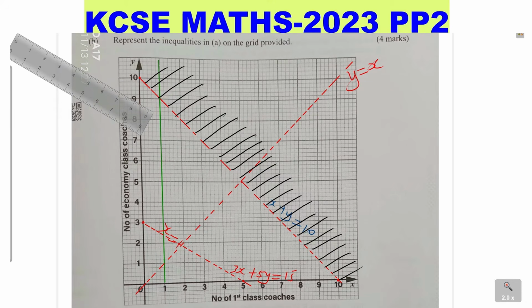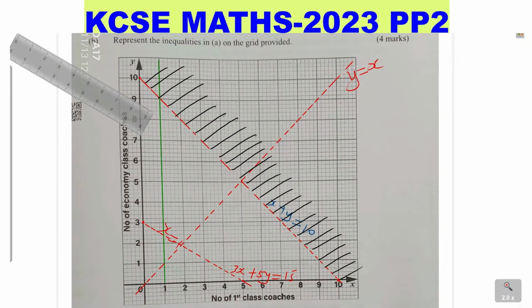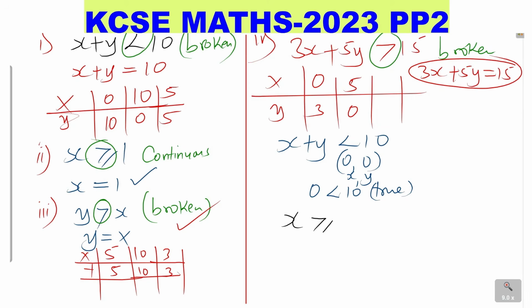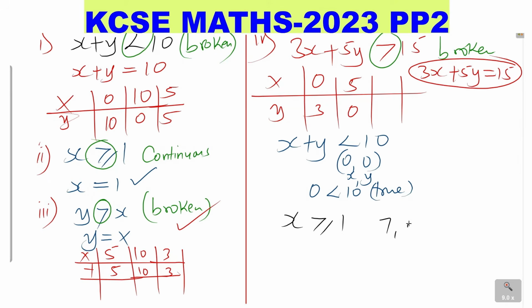Let's go to the other line. Line number 2, x is greater than or equal to 1. X greater than or equal to 1 is this line. Greater than 1 lies on this side. So this side is the one that is going to satisfy that inequality. Any point that we pick on this side has x greater than or equal to 1. For example, if I pick a point here, like 7, 0.